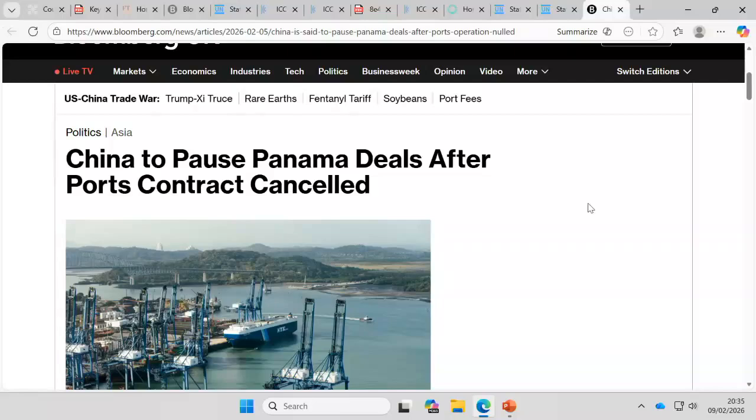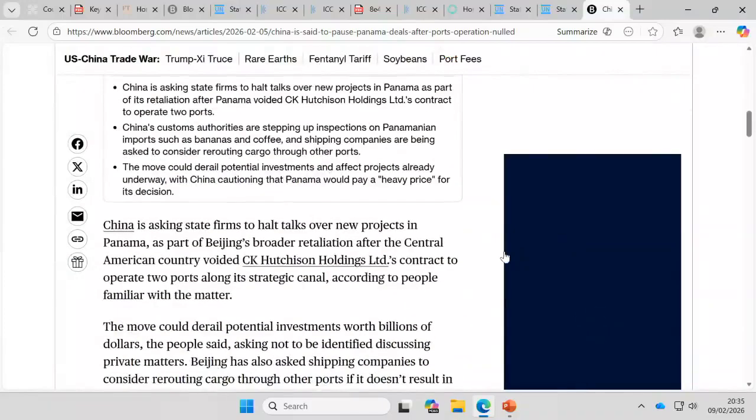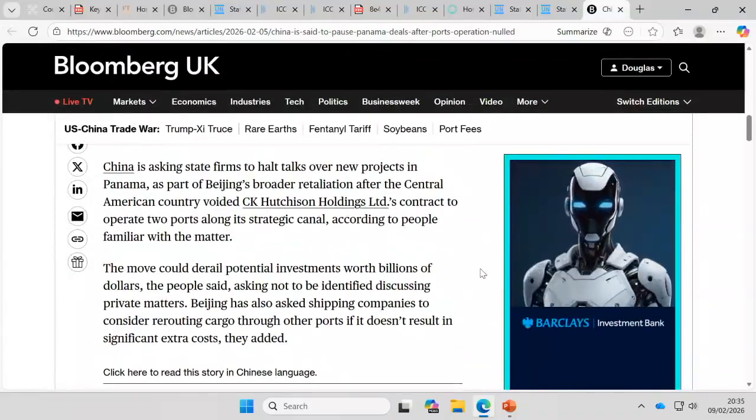And now we do have objections, particularly from China, in the context of that ruling. So, China to pause Panama deals after ports contract canceled. China is asking state firms to halt talks over new projects in Panama as part of a broader retaliation after the voiding of contracts. So what we're seeing here is this point that I made at the very beginning.